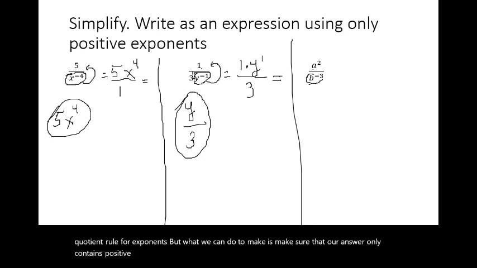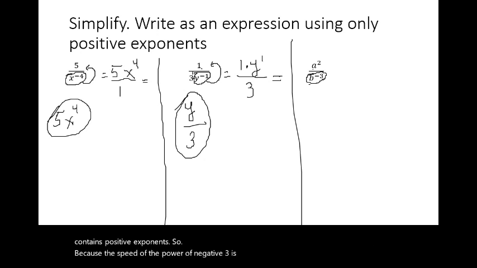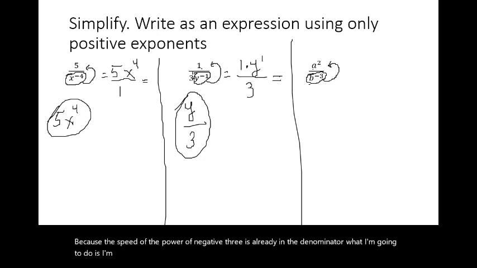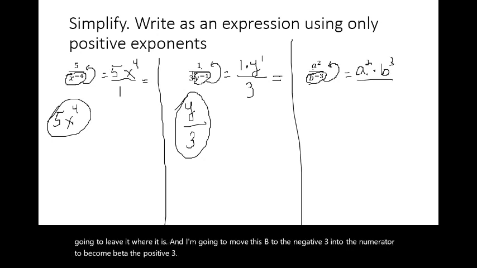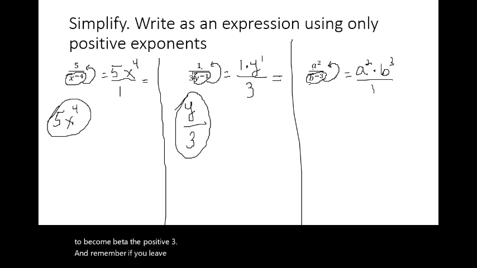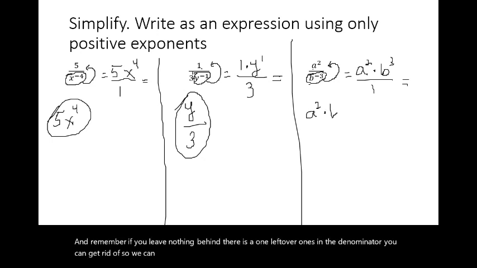Because this b to the power of negative 3 is already in the denominator, I'm going to move it to the numerator to become positive. So the a squared, I'm just going to leave where it is, and I'm going to move this b to the negative 3 into the numerator to become b to the positive 3. And remember, if you leave nothing behind, there is a 1 left over. 1's in the denominator you can get rid of. So we can just write this as a squared times b to the 3rd, and that will be your final answer.